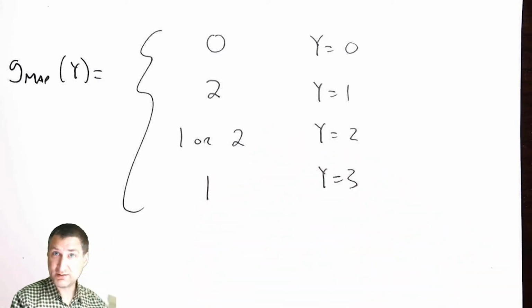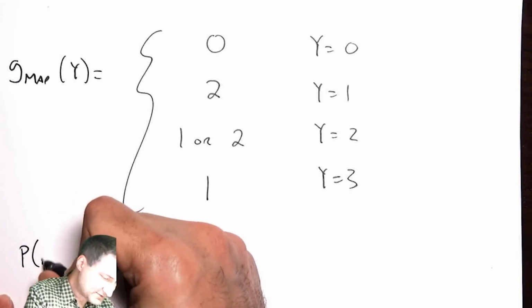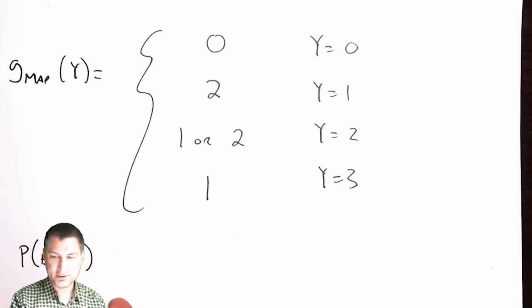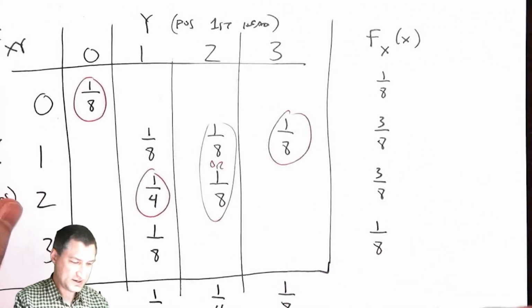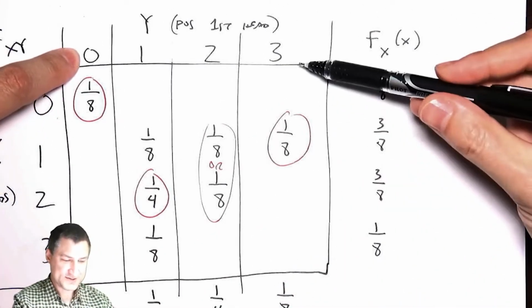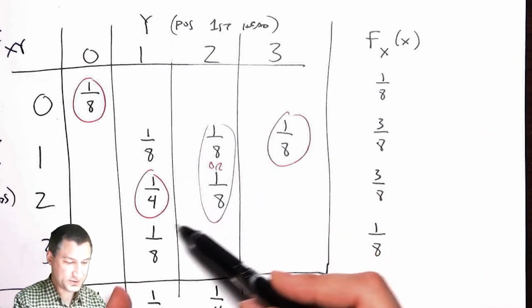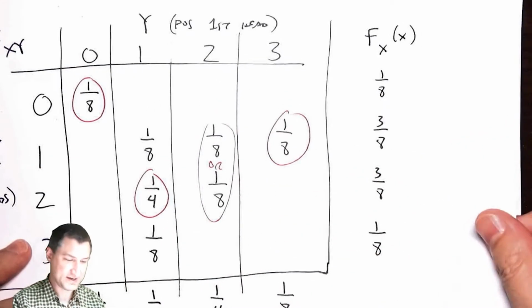And then I can compute the probability of making a mistake with this estimate, right? Because clearly, go back to this. If y is 0 or if y is 3, then I'm never going to make a mistake because there's only one possible value of x. If y is 1 or 2, then I have some non-zero probability of making a mistake, right?